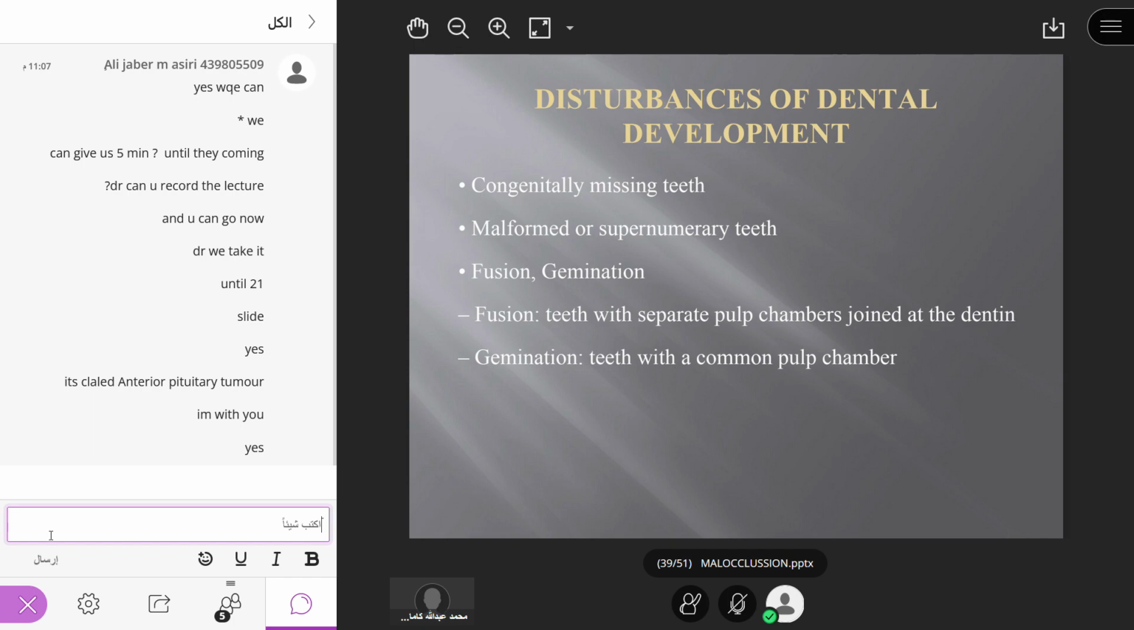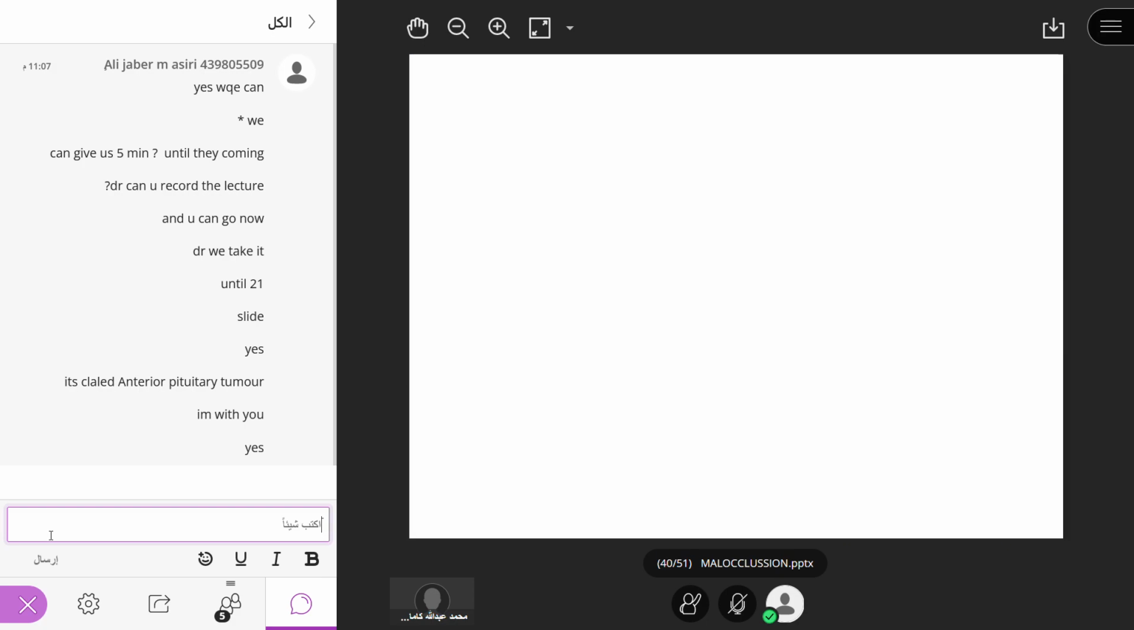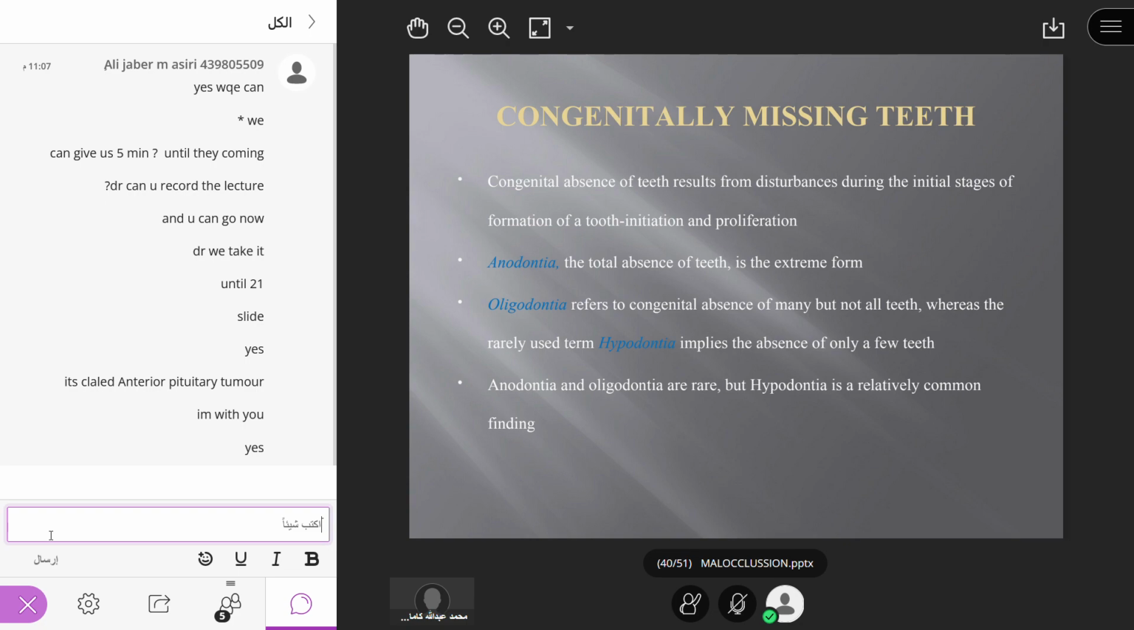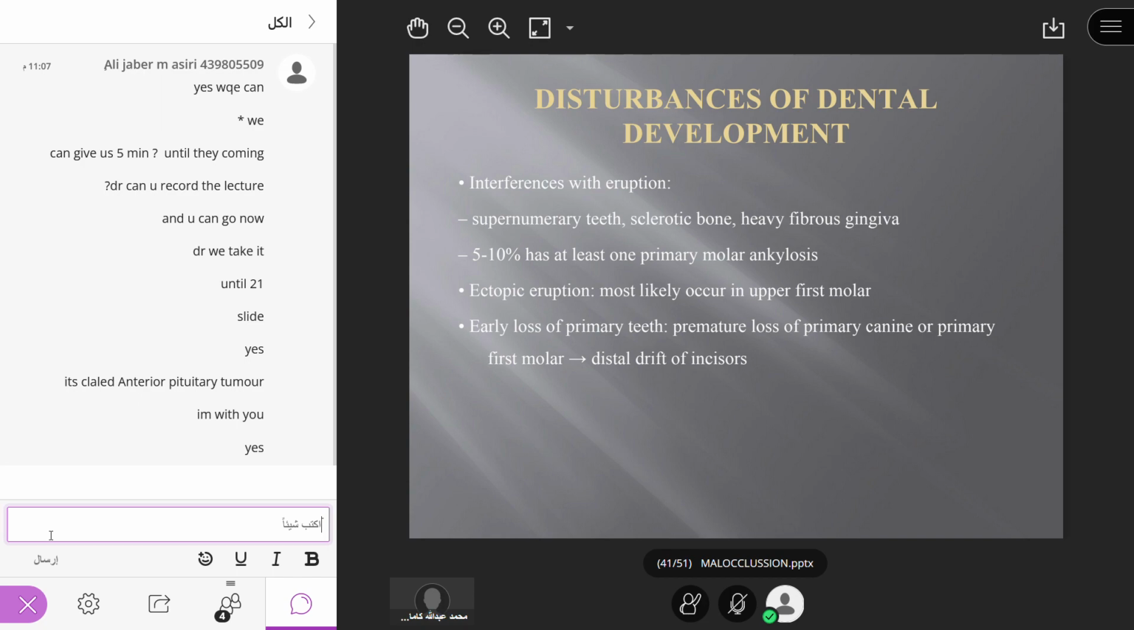There are some other disturbances also, such as congenitally missing teeth, malformed teeth, supernumerary teeth, fusion or gemination. Fusion is teeth with separate pulp chambers joined at the dentine, whereas gemination is teeth with a common pulp chamber. Disturbances of dental development, interferences with eruption, supernumerary teeth, or sclerotic bone, heavy fibrous gingiva, these are all causes of malocclusion, right? Ectopic eruptions most likely occur in upper first molar teeth.